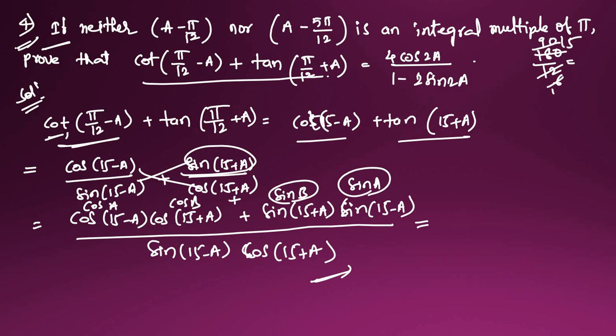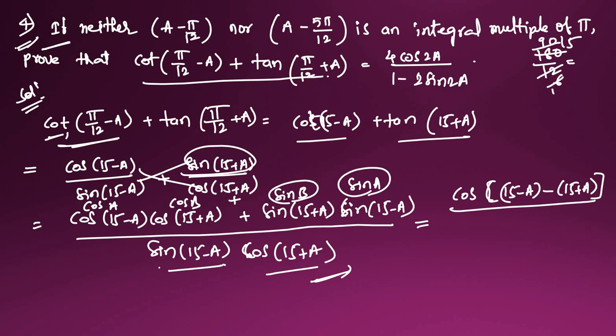So we can write this as cos of (a minus b). Here a is equal to 15 minus a, so cos of (a minus b) means minus 15 plus a will come here, divided by the denominator, this is sin a sin b, and this is sin a cos b.